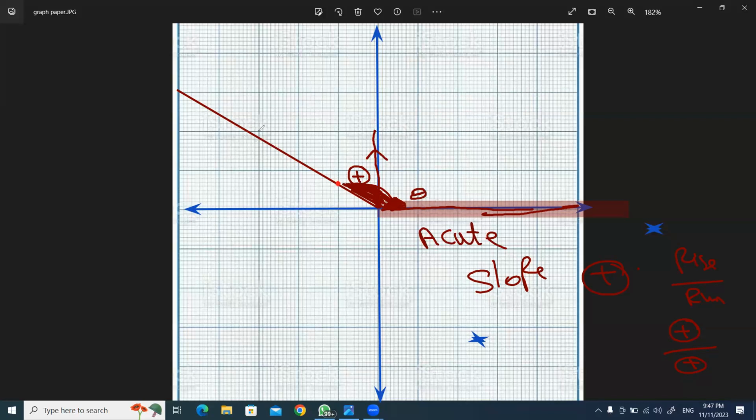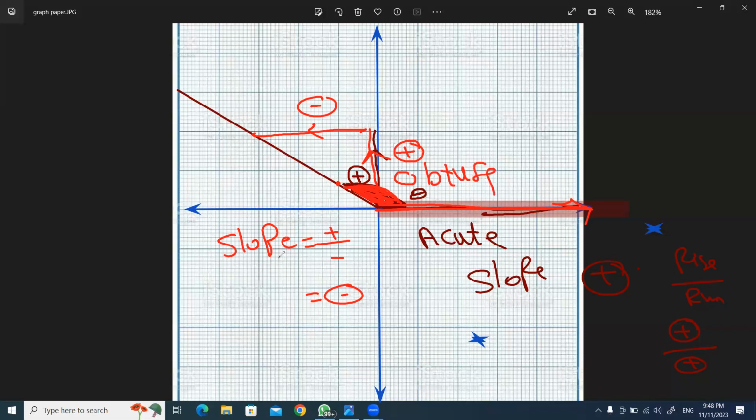And here, if you are moving from this point, for instance, here the rise is positive, but the run is going to be negative. I don't care about the number of units, but the gradient or the slope is going to be what? Positive divided by negative, so it's negative. So if the line makes an obtuse angle with the positive direction of x-axis, with this direction here, this angle is an obtuse angle, so the slope is negative. Did you get it? Yeah.